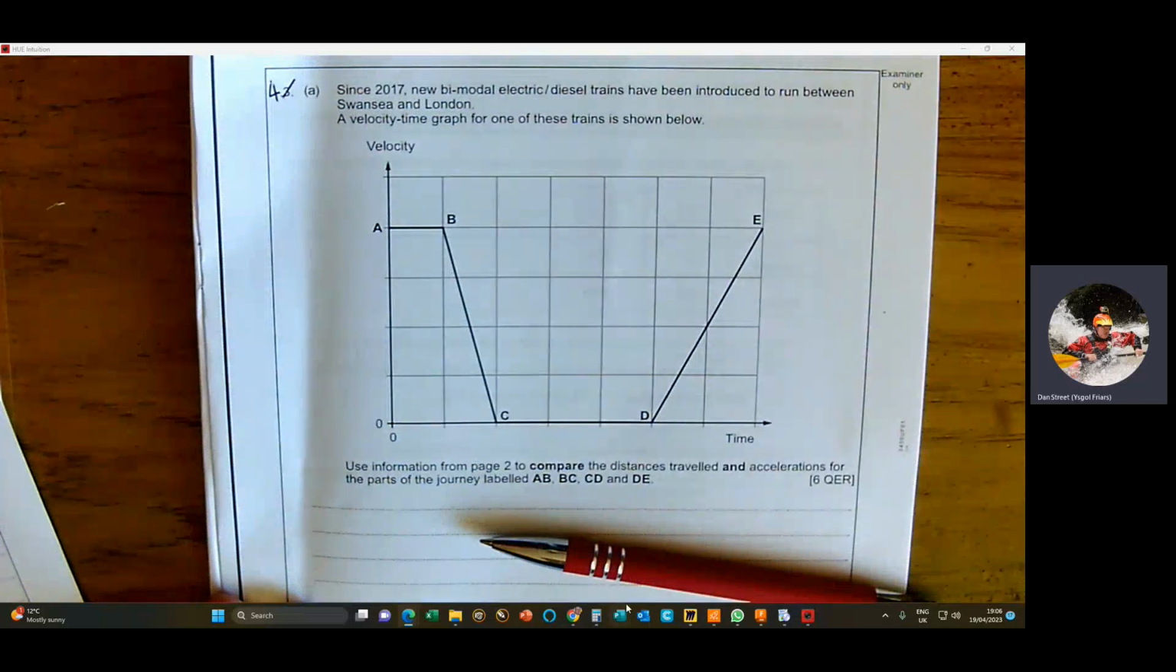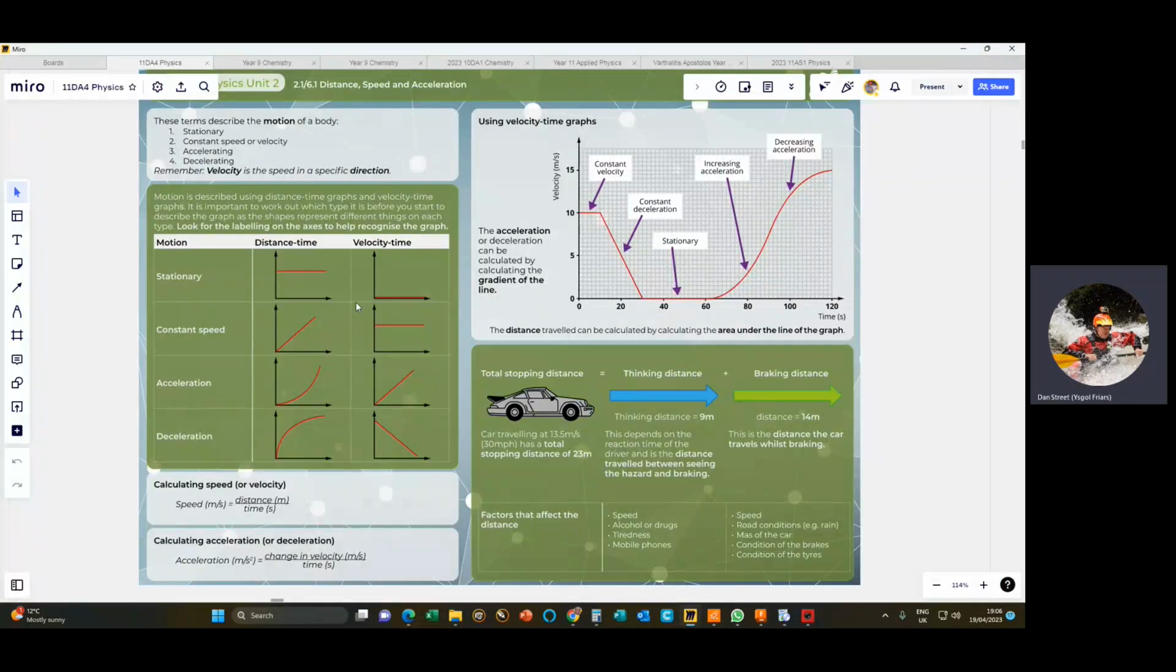So if we refer to our knowledge organizer for this, we can see here we've got a panel about what to look for in a velocity time graph. If the train is stationary, then we would expect to see a zero velocity over a period of time. If it's got a constant speed, then it's going to be a higher line up the velocity axis, but horizontal. Accelerating, it's a positive correlation, and decelerating, it's a negative correlation.